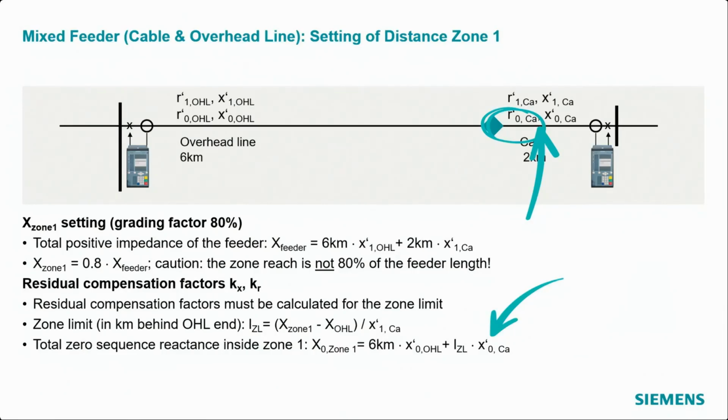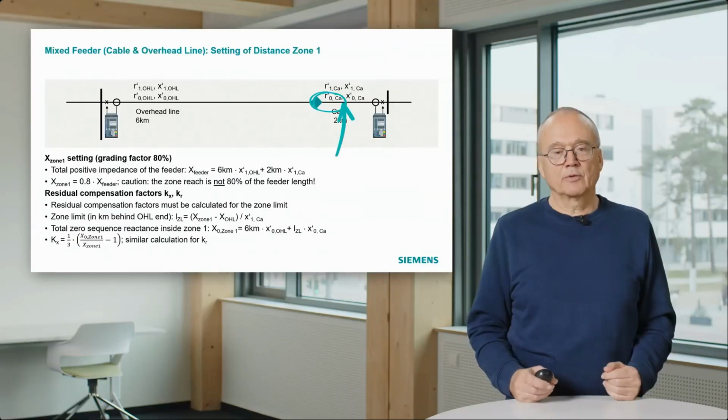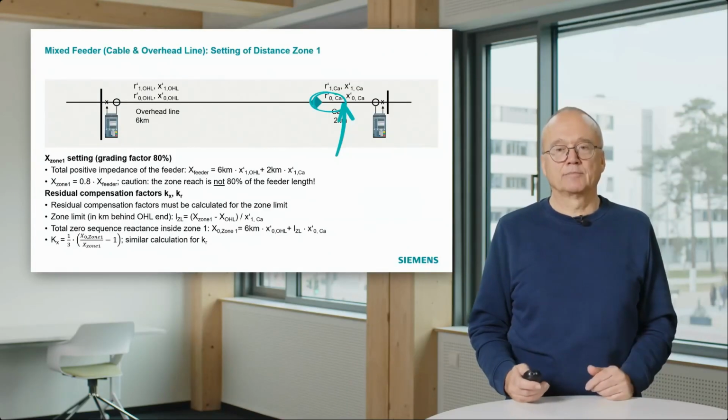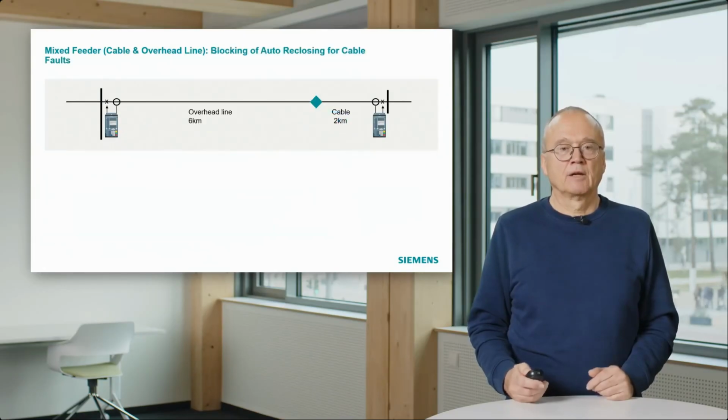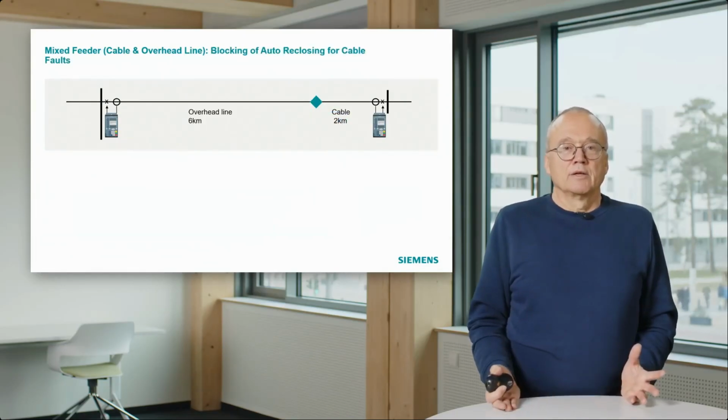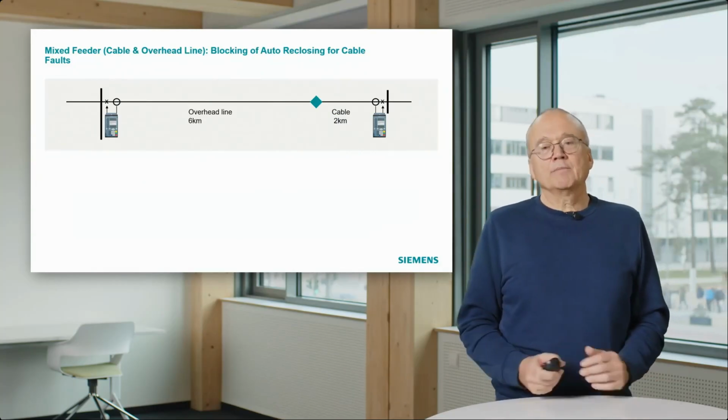Then we know the total zero sequence reactance of this part of the system of the first zone, and then from that we can now calculate the compensation factors according to this formula. That is the calculation for the Kx, the reactance compensation factor, and you do a similar calculation for the resistance, the Kr. So that was one thing.